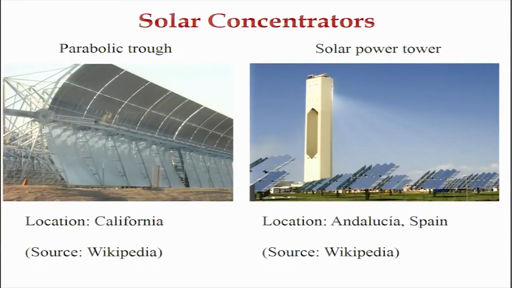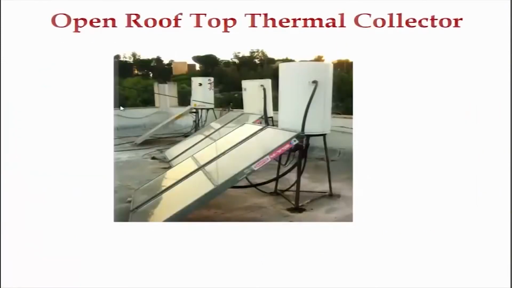And solar energy can also be used in the form of solar concentrators. So essentially, in the previous case, the area of the collector is equal to the area of the receiver, because it's a flat panel. Whatever surface is available, it's directly receiving the sunlight.